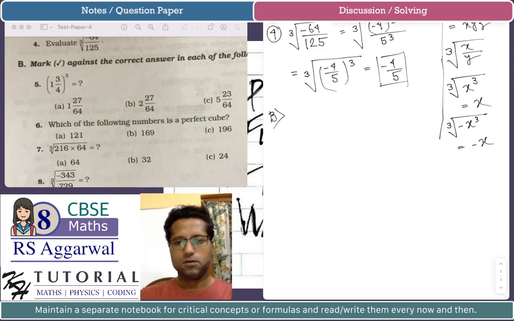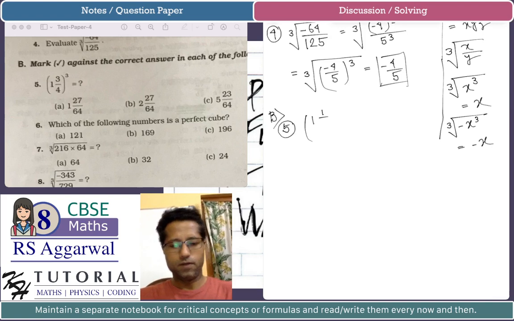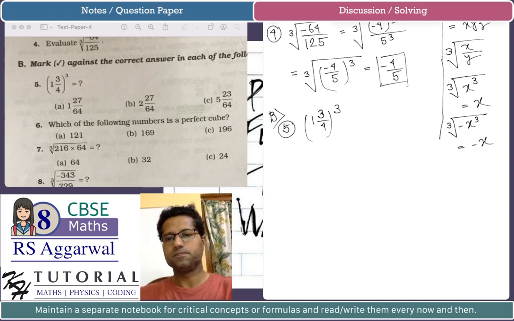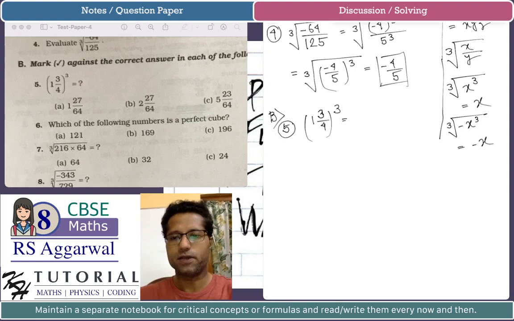Okay. So question number 5 is, what is the cube of 1 and 3 by 4? So we have to find the cube of a mixed fraction. Now the mixed fraction 1 and 3 by 4, when expressed as an improper fraction, is 7 by 4. So we have 7 by 4 whole cube.